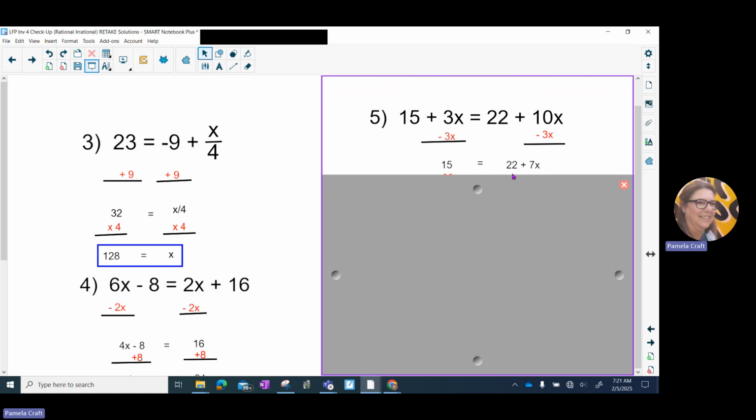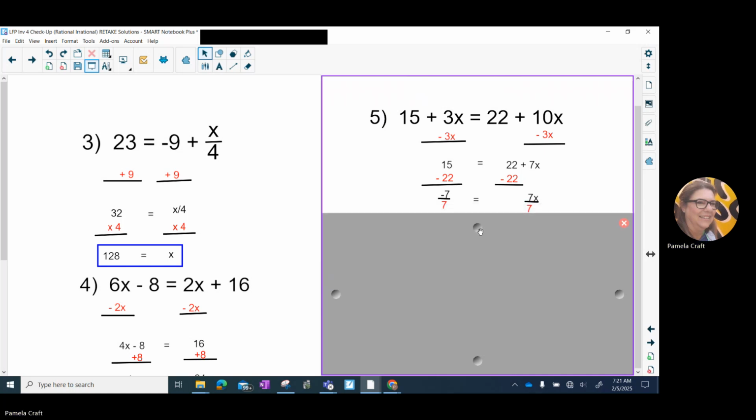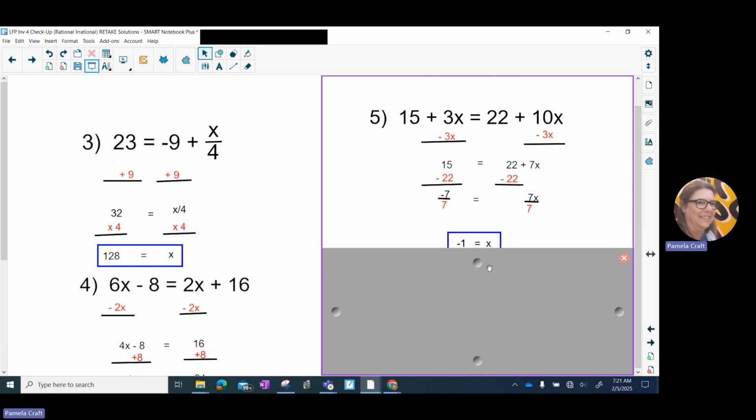2-step equation. We have addition and multiplication by positive 7. So I'm going to subtract 22 from both sides. And now I have negative 7 is equal to 7x. To get rid of that 7, I'm going to divide both sides by 7. And negative 7 divided by 7 is negative 1. And that's equal to your x.